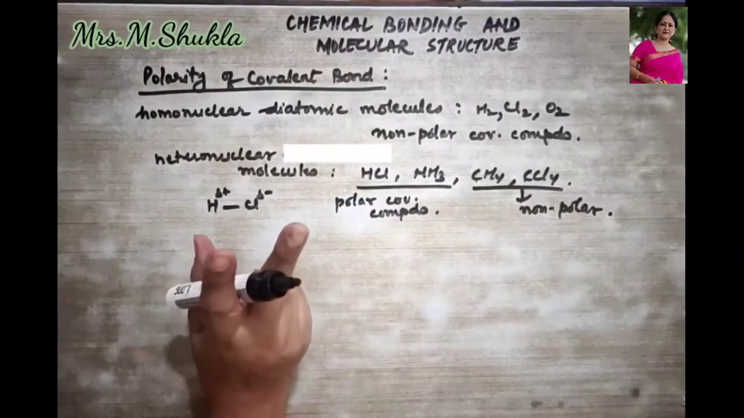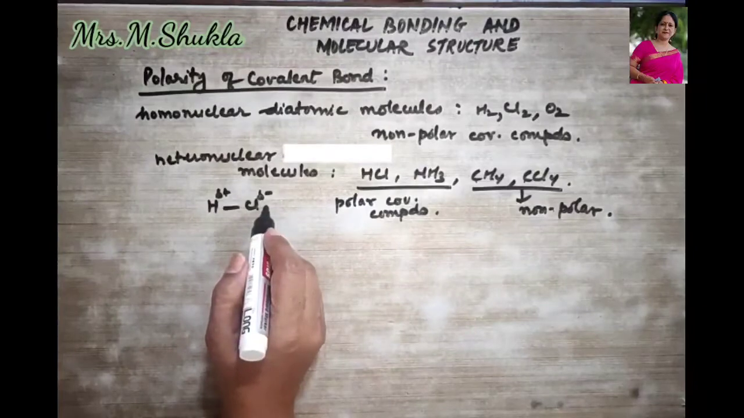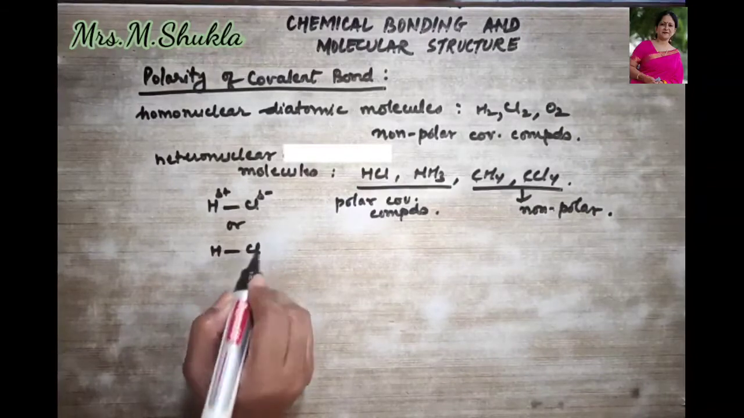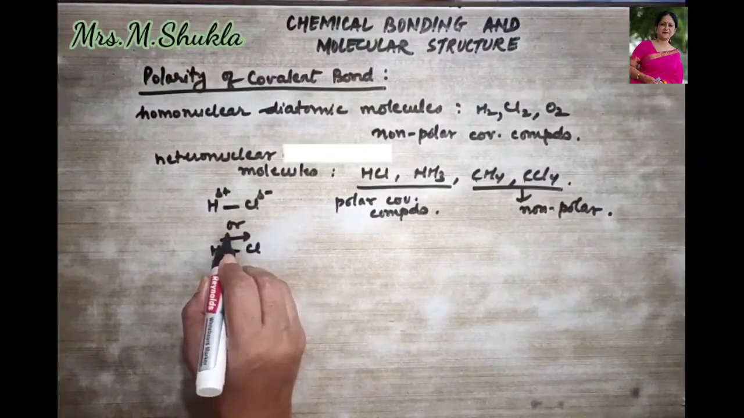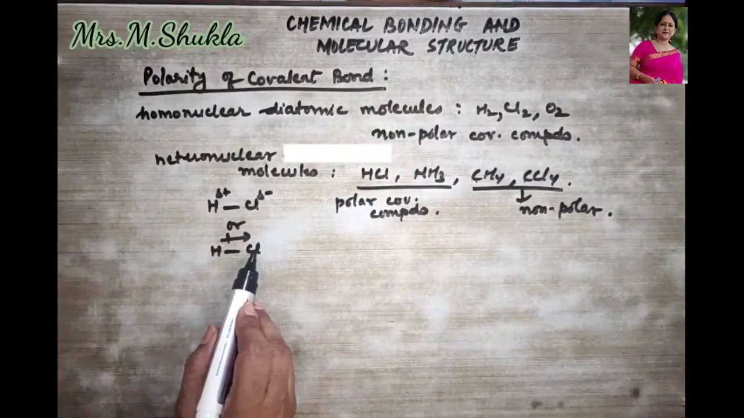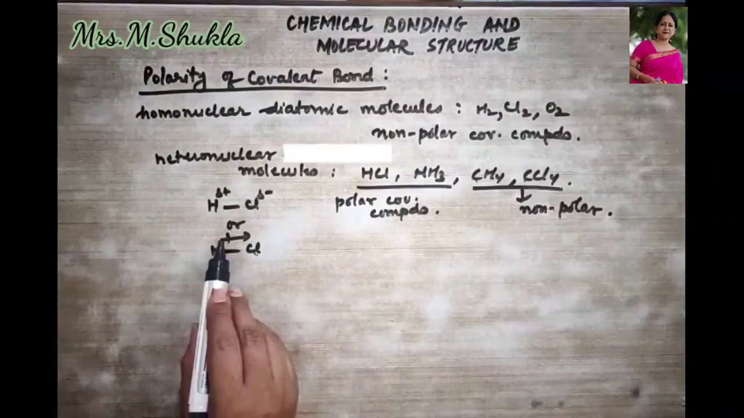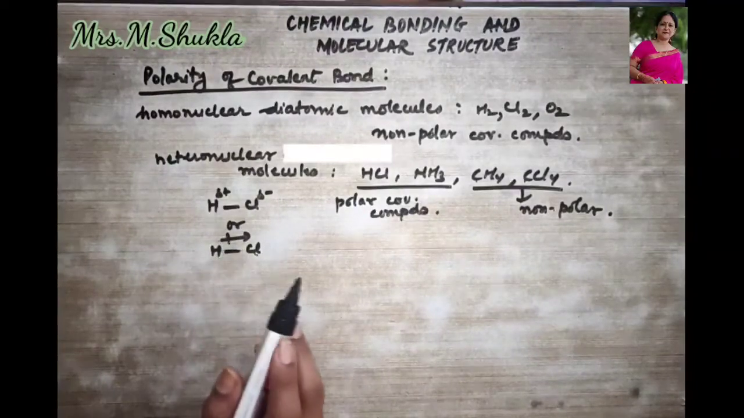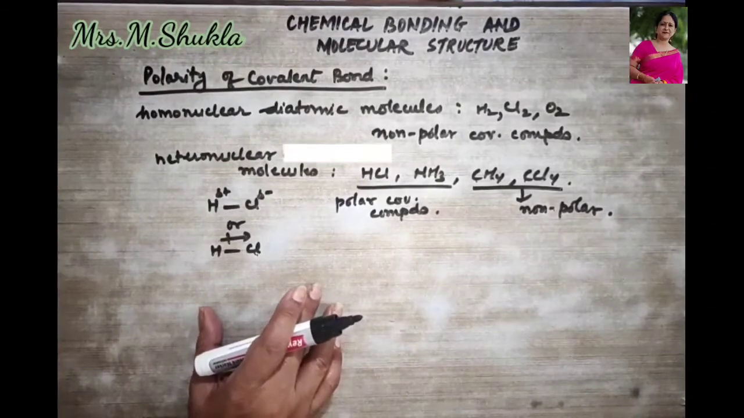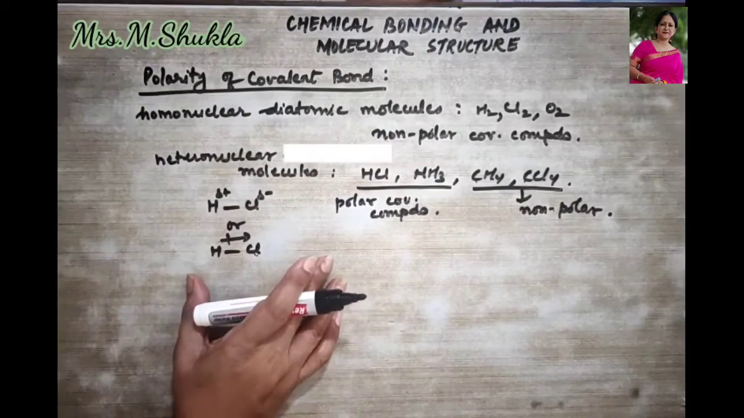Now, there are two kinds of notation by which we can indicate a polar covalent compound. One is this way, or we can also show it like this: HCl with an arrow going like this. This arrow always moves towards the more electronegative atom. So between hydrogen and chlorine, which one is more electronegative? Chlorine. So the arrow will move towards chlorine and we put a small dash over here. So this is another way of showing the polar compound and its polarity. I hope this is very clear.